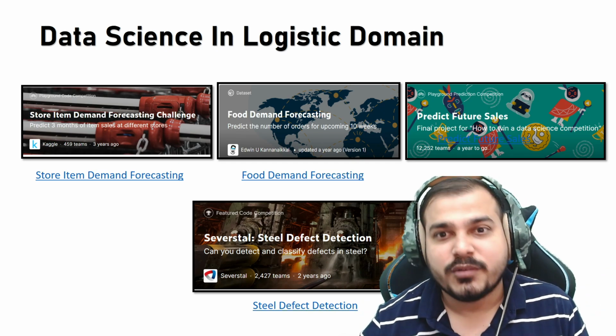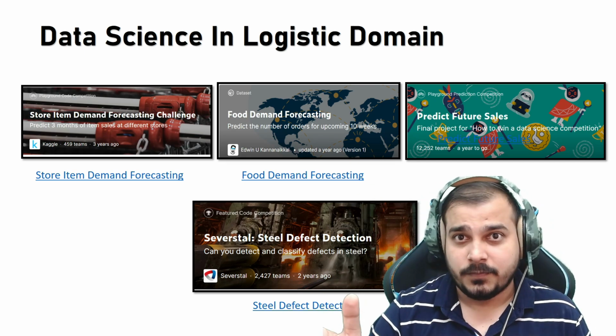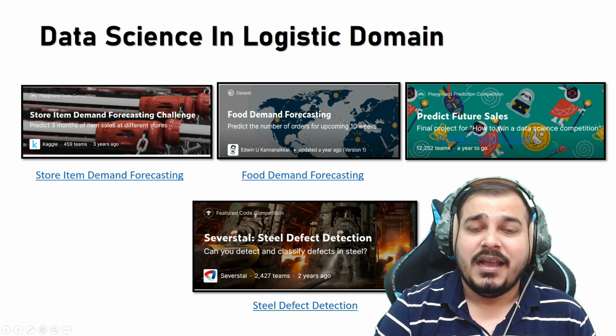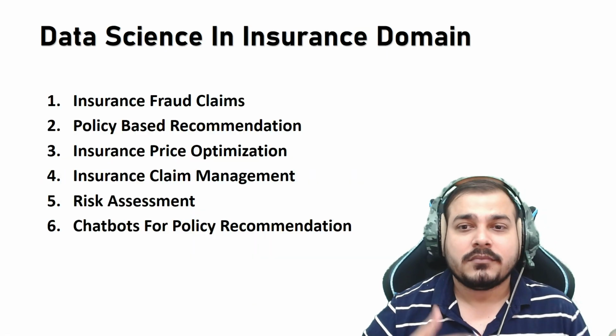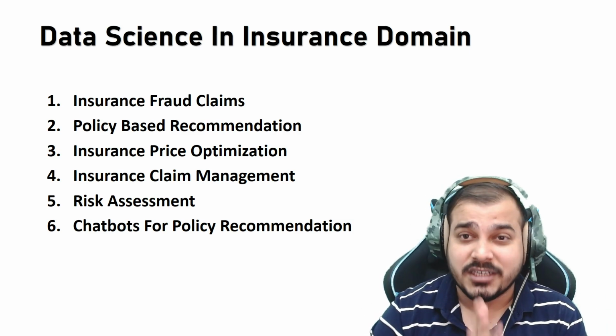So here why I'm specifying this Kaggle project is because there you'll be able to find many Kaggle kernels also. Okay, so there you'll be able to see a lot of examples. Now this was the first domain. Let's go to the second domain, which is again pretty important. Many jobs are available in this domain, that is the insurance domain.